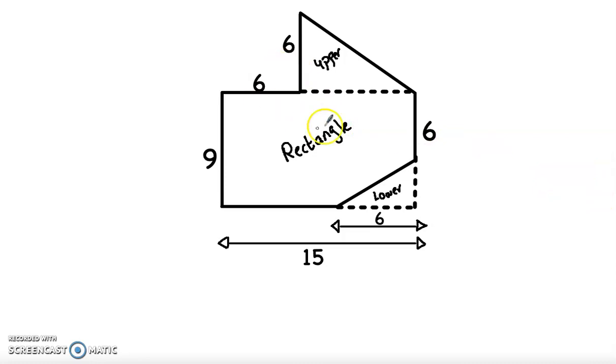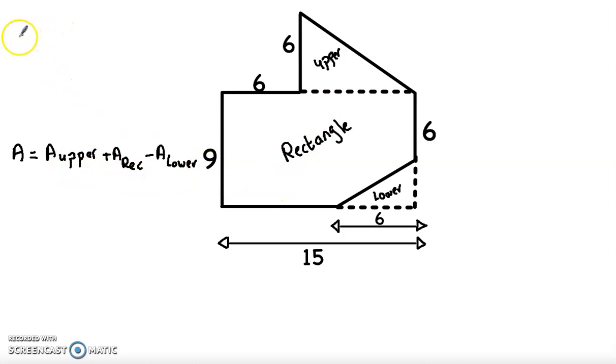Now the area of this shape is equal to the area of the upper triangle plus the area of the rectangle minus the area of the lower triangle. Now let's find each one of them.